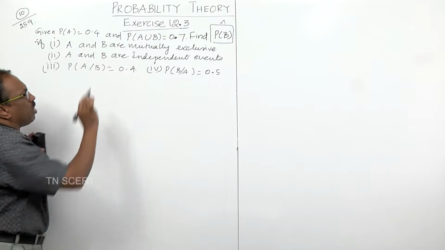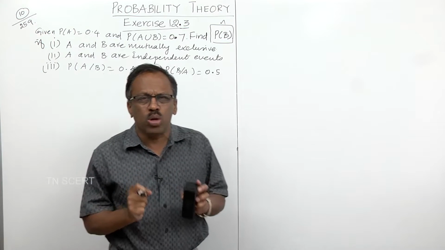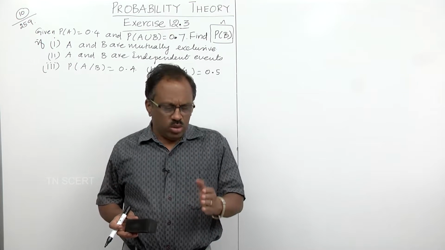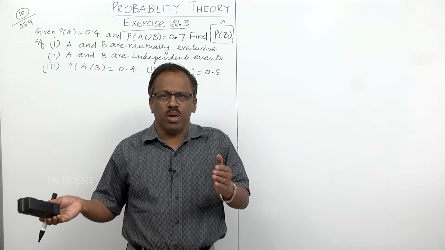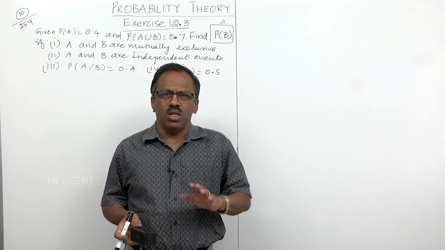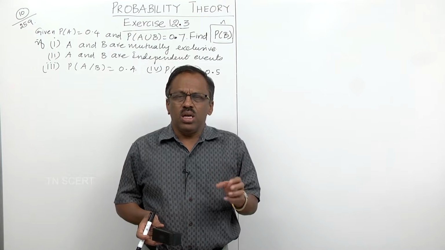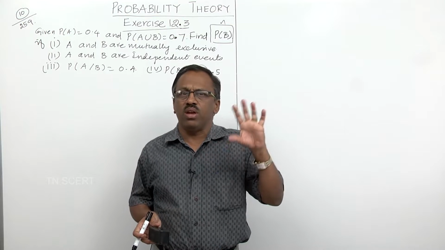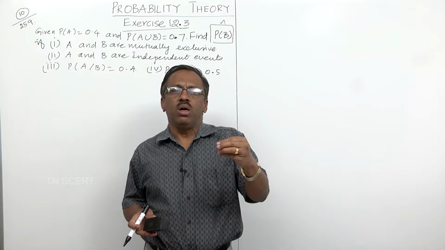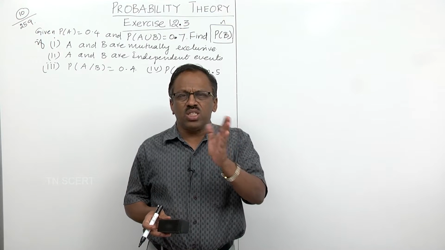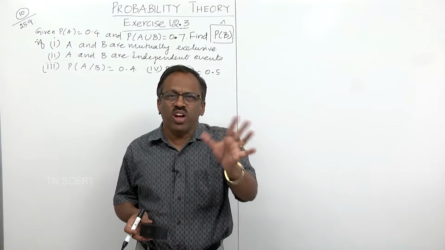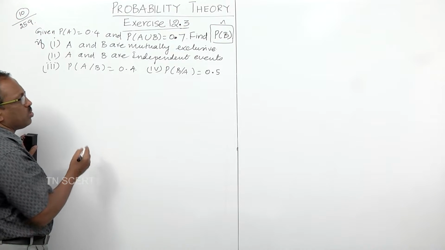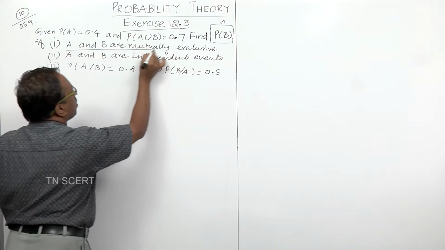First one, A and B are mutually exclusive. What do you mean by mutually exclusive? One event does not influence the other. So when one event occurs, it definitely doesn't affect the other one. When you take the intersection of both, they are different events, so the intersection is definitely equal to the empty set. So that is what mutually exclusive means. Remember the concept of mutually exclusive.